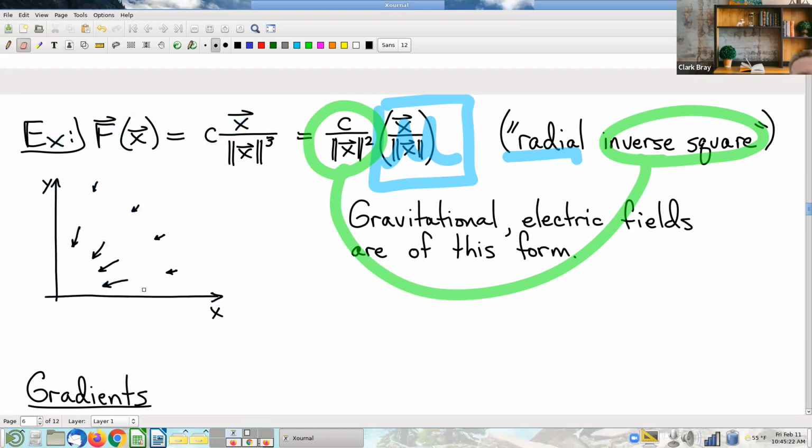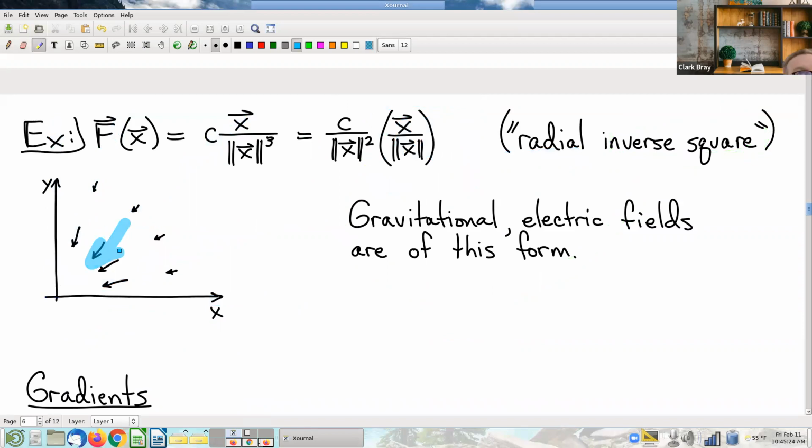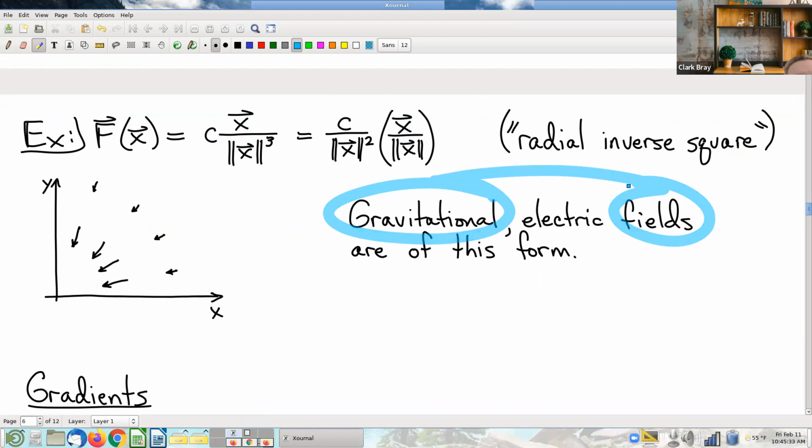That's right. And the reason I made C negative here, and that's why it's pointing inward instead of outward, you're absolutely right, is because I wanted to make the connection to the examples I'm going to talk about here, in particular gravitational fields. Gravitational fields fit this form. And depending on the physics classes you may or may not have taken in the past, you may or may not have seen gravitational fields represented as vector fields. You may have just seen the gravitational acceleration represented as a scalar, right?